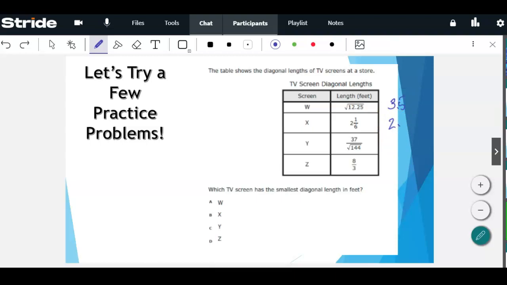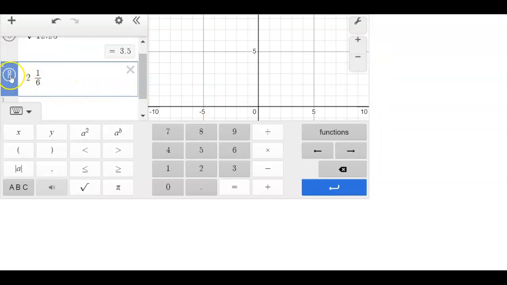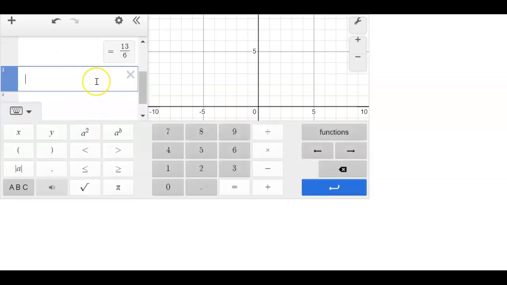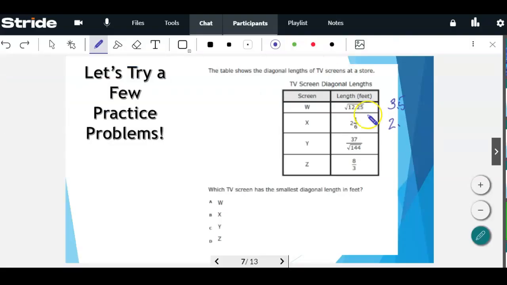Now you can go ahead and we can put that into the calculator as well. We're going to do 2, space it away, 1, 6, and I'm going to click this, and then it's 13 over 6. Remember, then we have to do 13 over 6, and then I get the decimal, 2.166. So I'm going to just round that to 2.2. So 2.2. All right, let's put this one in the calculator for sure. So 37 over the square root of 144. Although you might know, because the square root of 144 is a perfect square. So that is just 12.